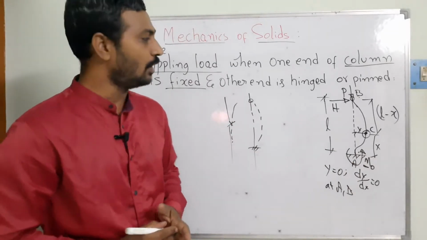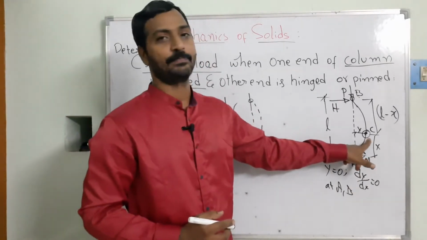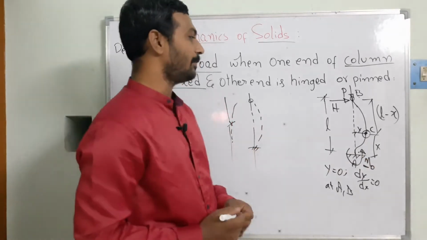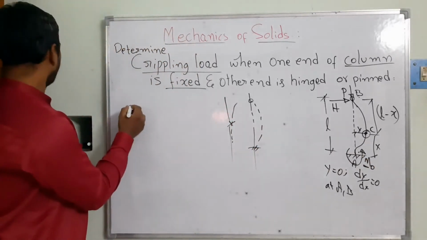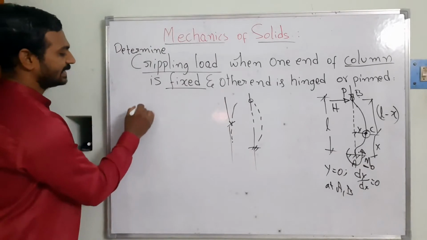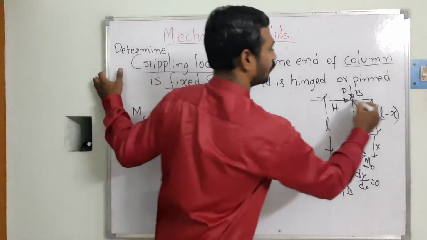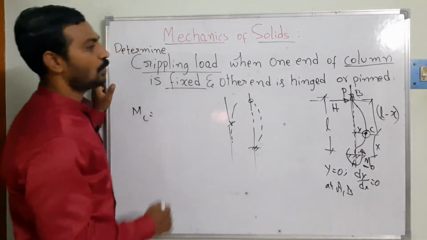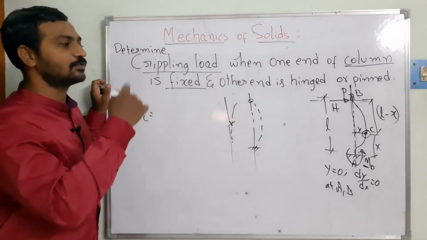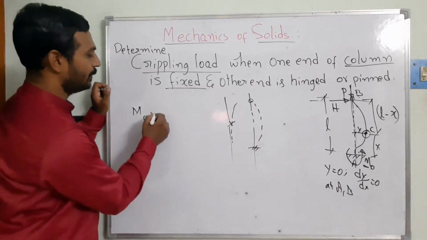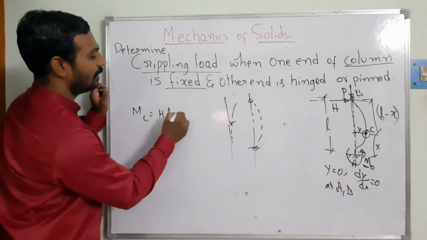Now I'm going to take the moments at C, so then we can see how it is going to happen. So the moment at C is equal to, what is the formula? Here you can see two forces acting. One is moving clockwise, another is anticlockwise. I am going to take H into L minus x.